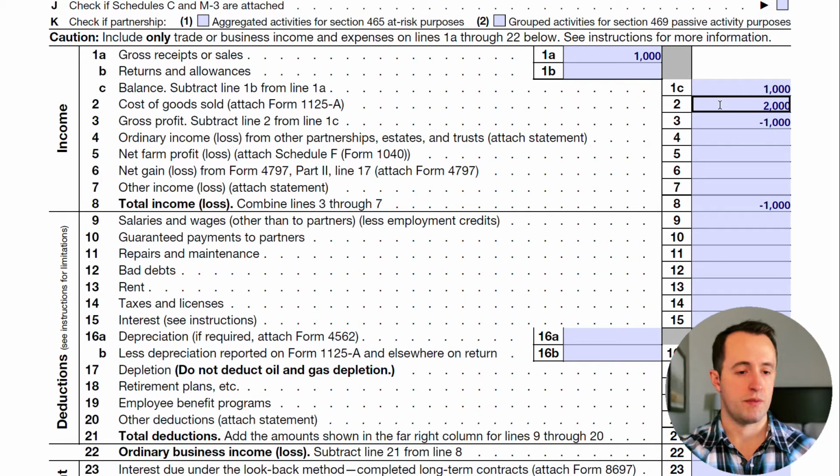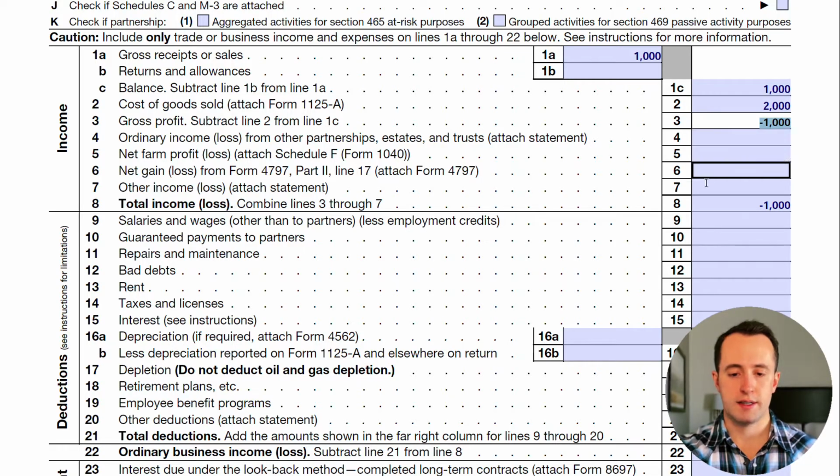And then after that, go to line 2, the cost of goods sold. In this example, they paid for their internet, bought a new camera, lighting, microphone, a couple other miscellaneous items. Then you're going to subtract the cost of goods sold from your balance. So in this example for line 3, this is going to be your gross profit. In this example, they operated at a net loss.